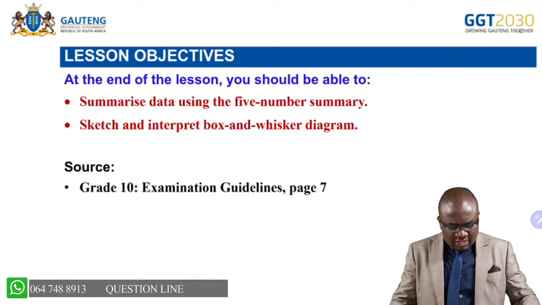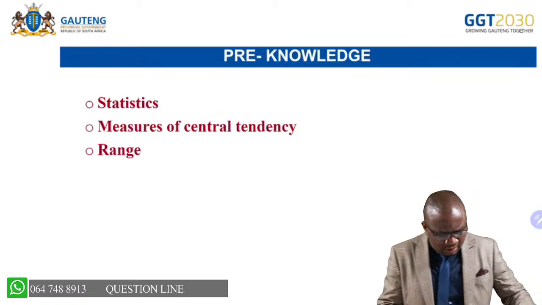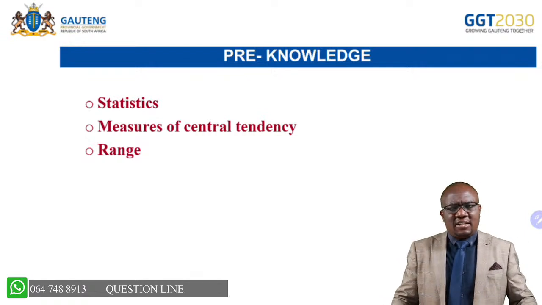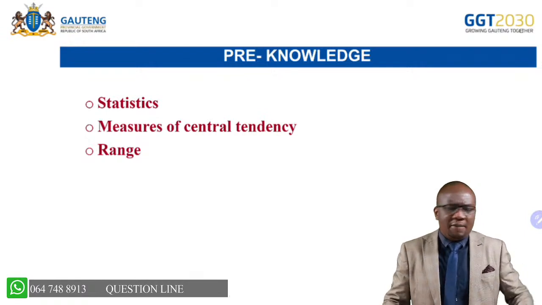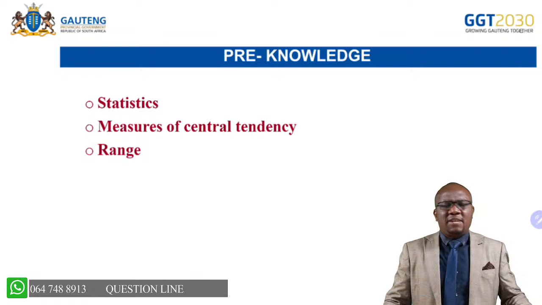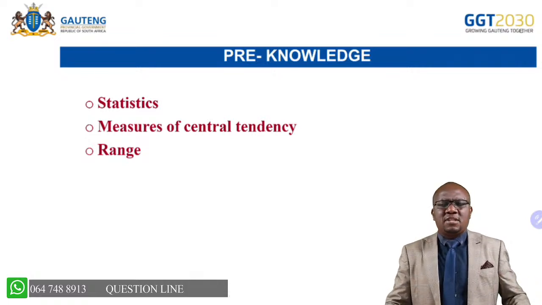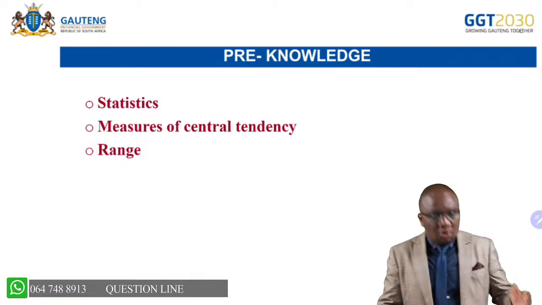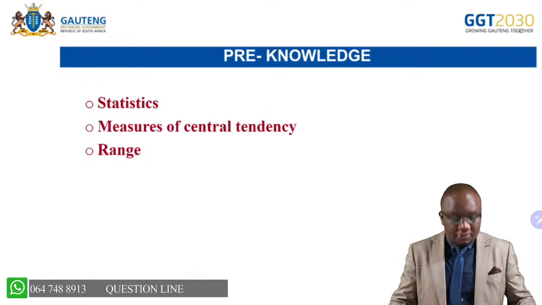Then the examination guidelines, page 7. That's where we get our guidelines. We have done statistics, grade 10s, even from primary school. We've been doing frequency tables and bar graphs and all those things. So we're going to use what we have learned in the previous grades.